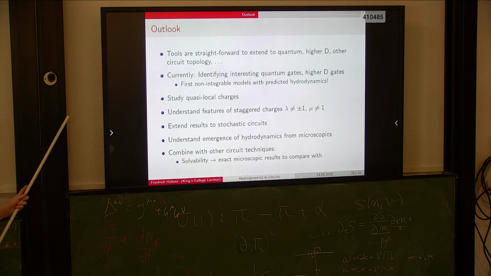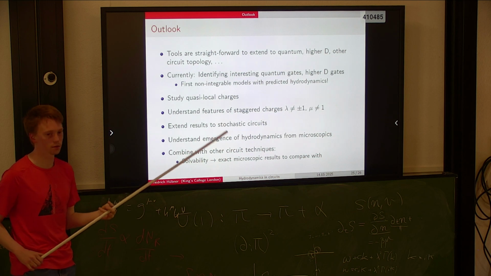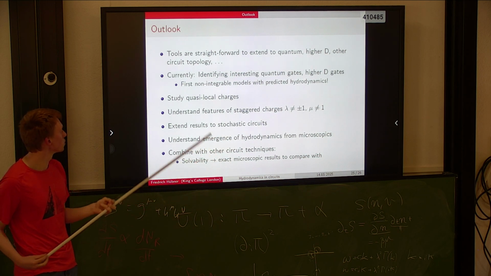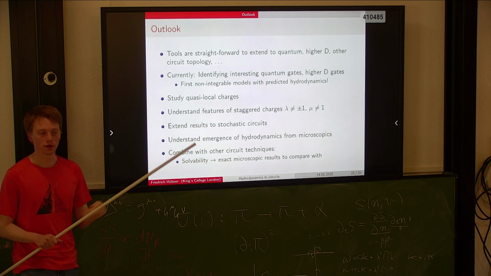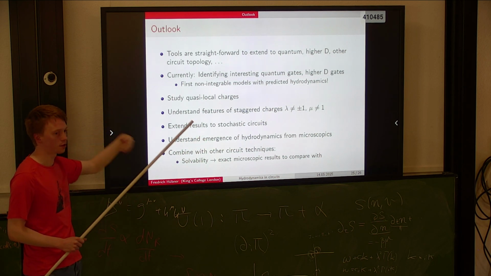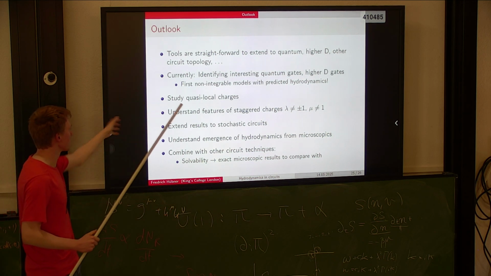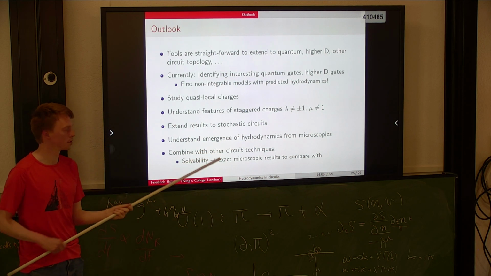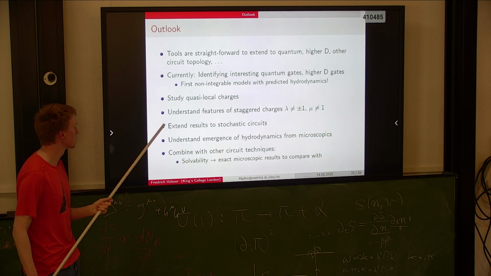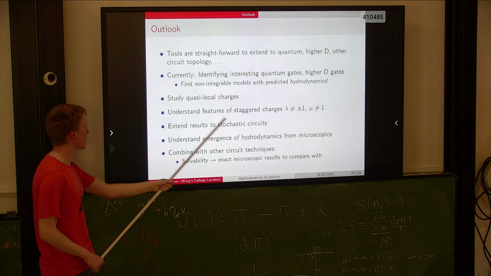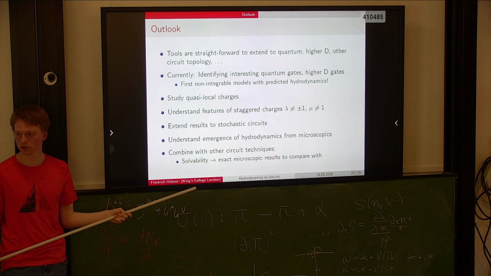Yes, so as an outlook, all of these tools are straightforward to extend to quantum systems, higher-dimensional systems, other circuit topologies. So what we are currently working on is trying to identify interesting quantum gates and higher-dimensional gates. In one-dimensional classical systems, I told you there are these other time-continuous systems where you can do hydrodynamics. But in these systems, it would be the first non-integrable models where you can predict the hydrodynamics. Then it would be interesting to study these quasi-local charges, understand these features of these staggered charges, and try to extend the results to stochastic circuits.